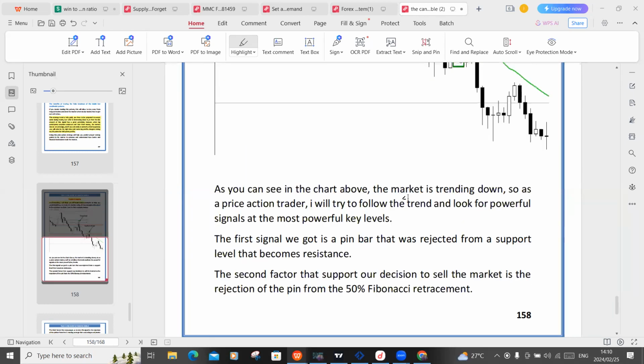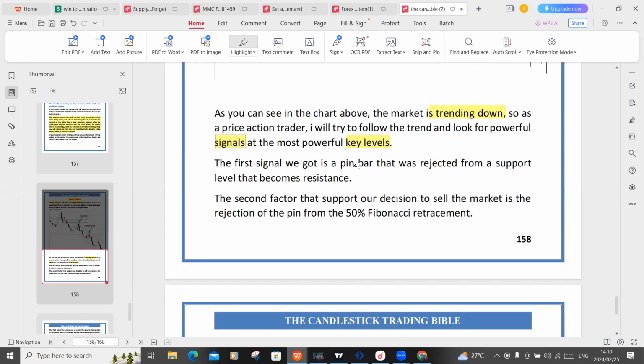As you see in the chart above, the market is trending down, right? You've got the trend as your friend. So as a price action trader, I will try to follow the trend and look for powerful signals at the most powerful key levels, right? So I like these words. The first signal we got is the pin bar. That was rejected from a support level that becomes a resistance, right?